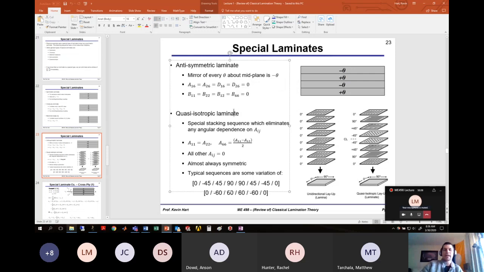All right. Lastly, and we're not going to cover this in too much depth, I'll kind of gloss over it, but lastly is the quasi-isotropic laminate.